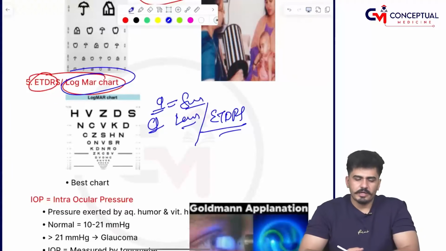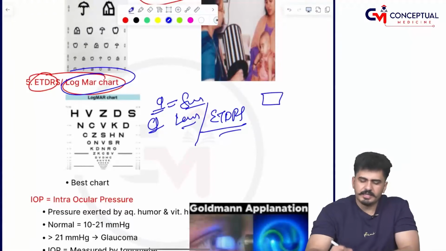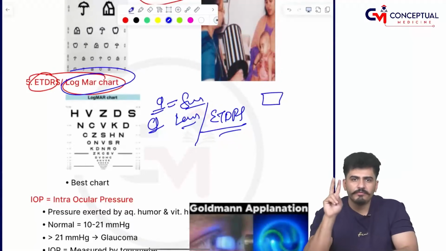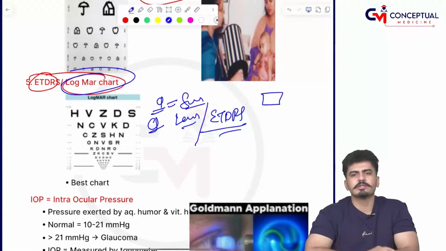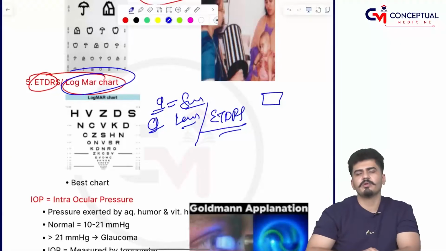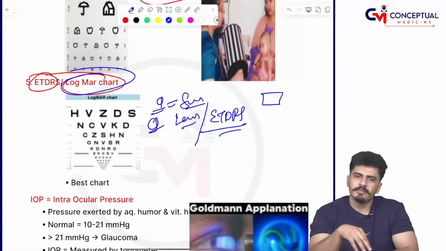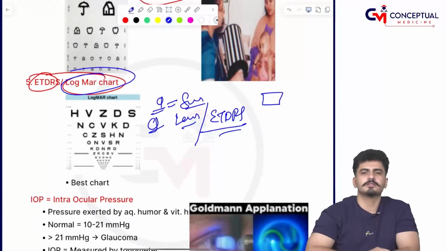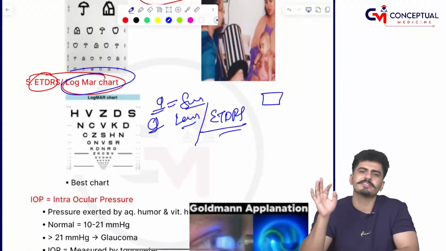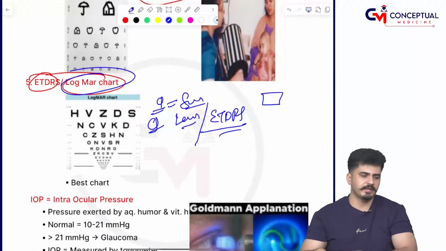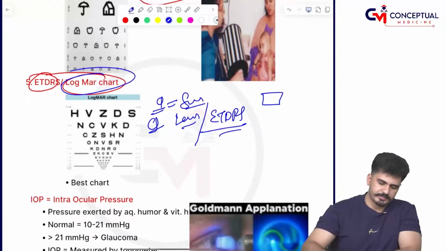Now, if the chart is checked and nothing is visible on the chart, then what will you do next? Finger count. If finger count is also not visible, you will wave the hand. If waving of hand is also not visible, then you will go for the torch. You will put the torch in the eye. If light is still not visible, then we consider that the person is blind now, sir.